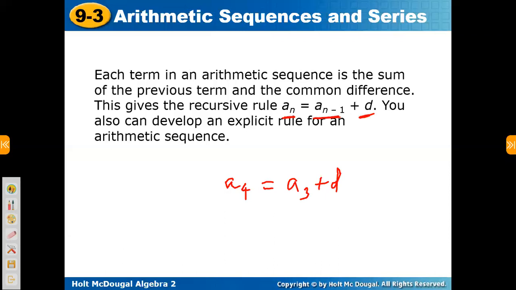I can also develop an explicit rule for an arithmetic sequence.